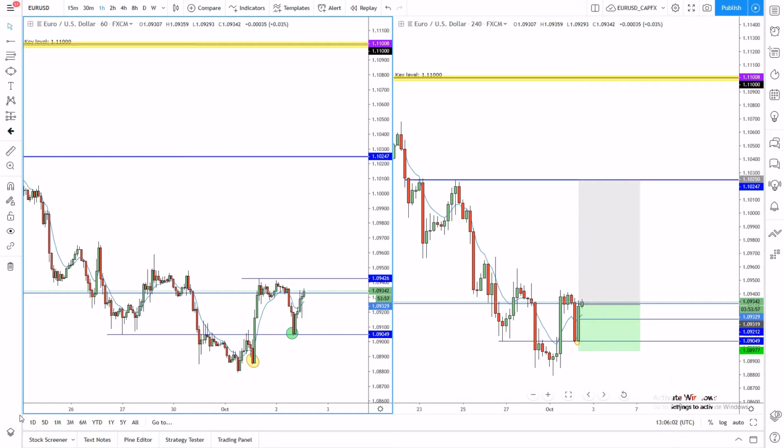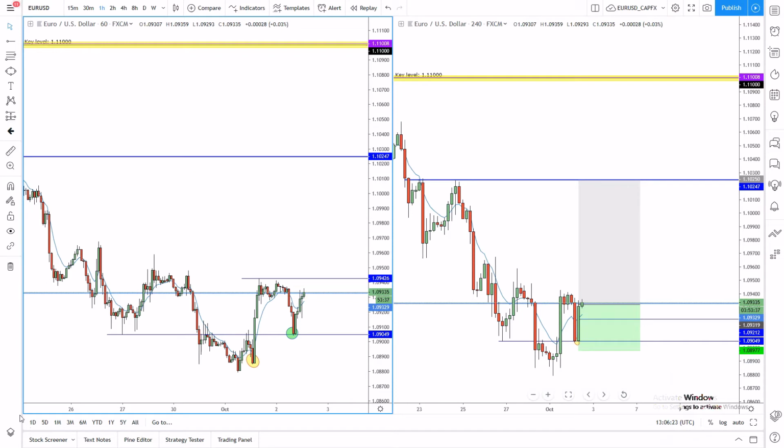Right in front of me, we're looking at EURUSD. I identified a long trade setup. I've been waiting for about 3 days for the setup. Today is Wednesday, the 2nd of October, 2019, and I'm going to run through what I'm seeing for this trade setup.